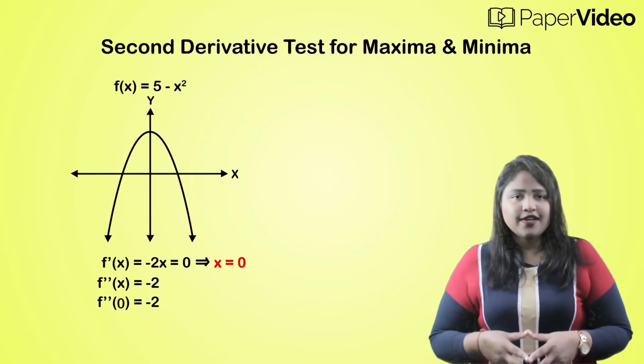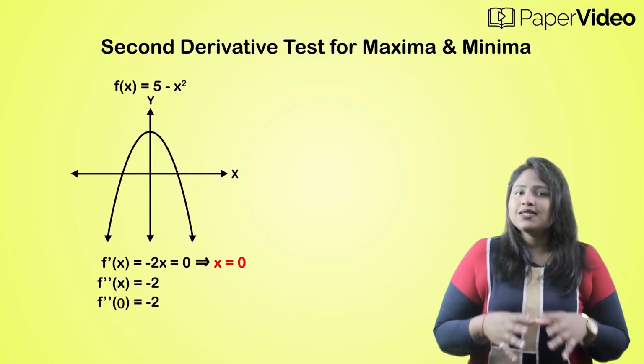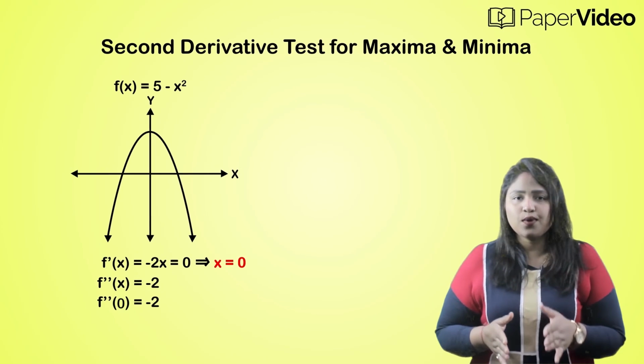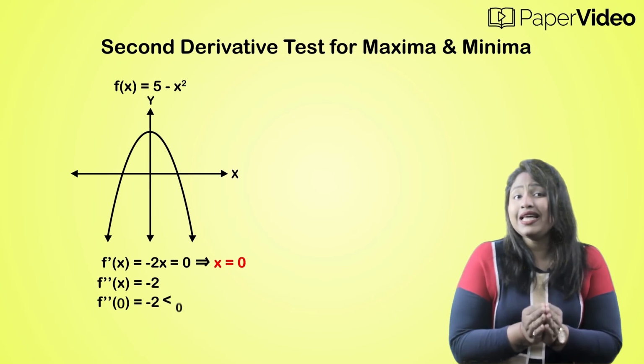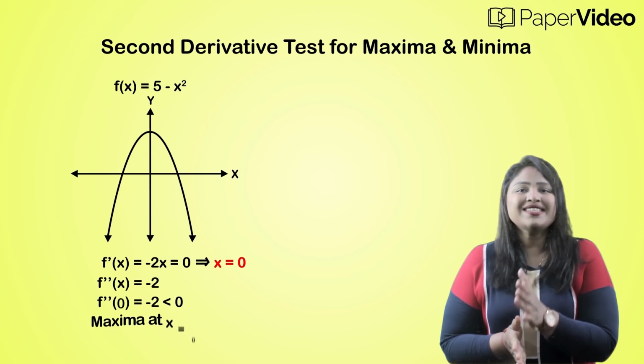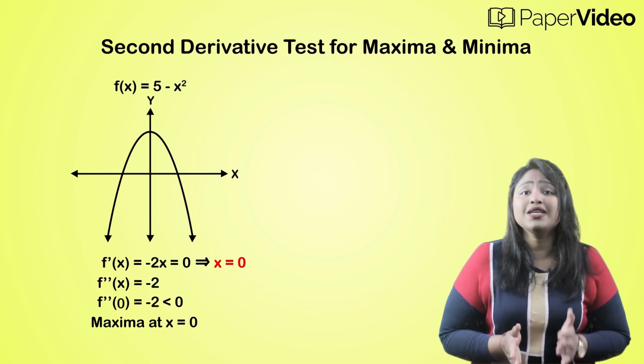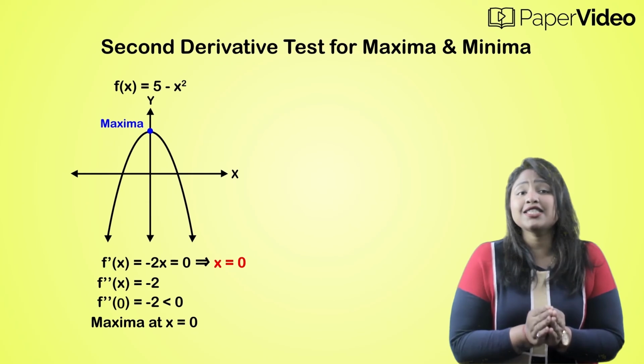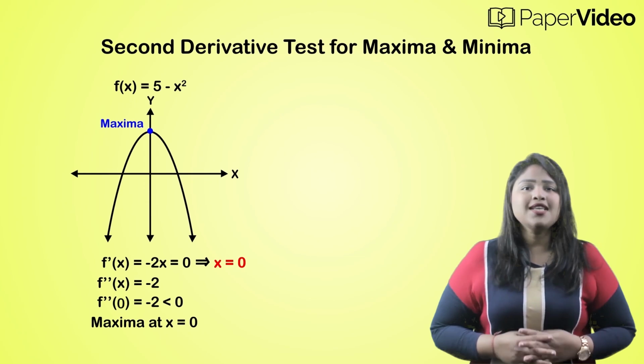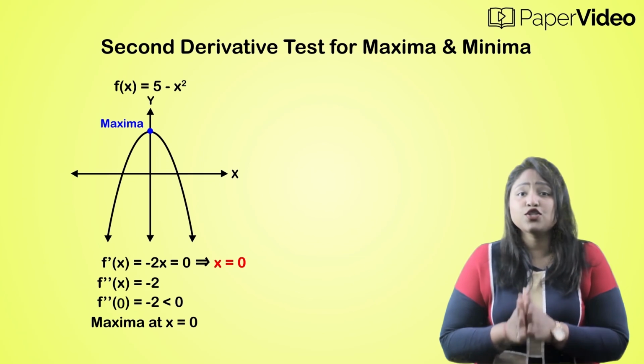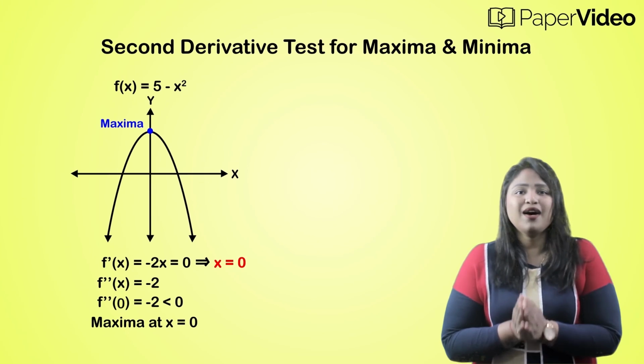Now take the second derivative of the function. Since f double dash 0 equals minus 2, which is less than 0, therefore by second derivative test, the given function has a maximum at x equals 0. So this is how we use the second derivative test to find maxima or minima of a function.